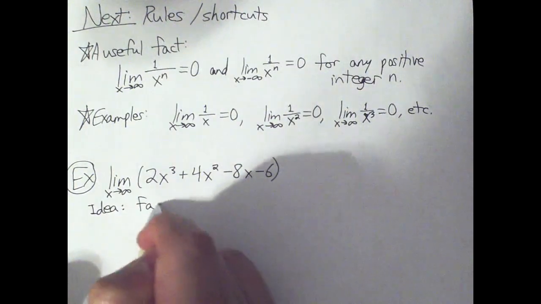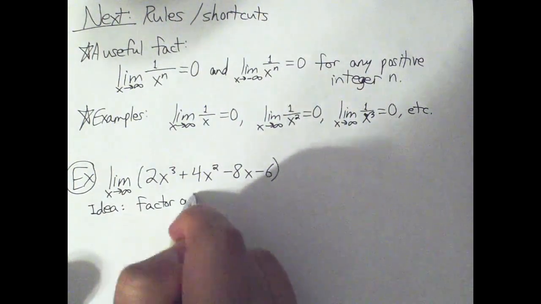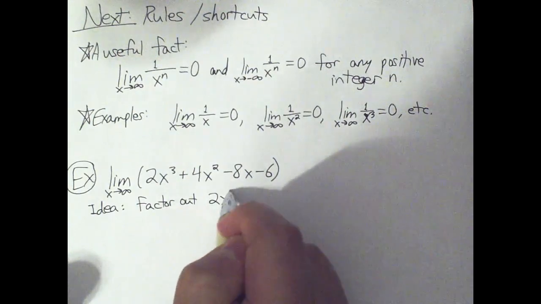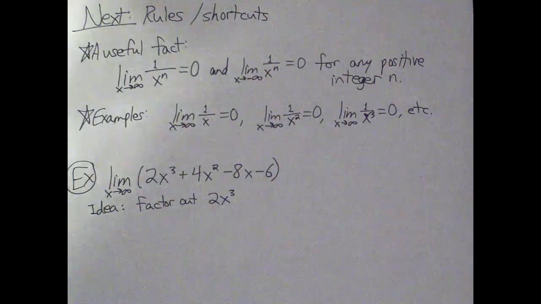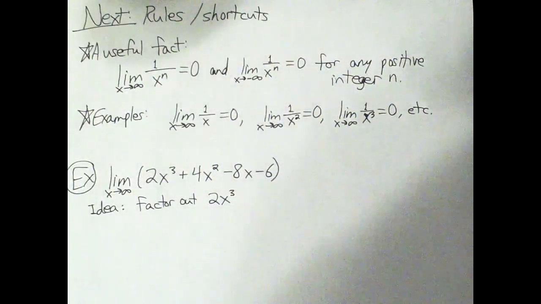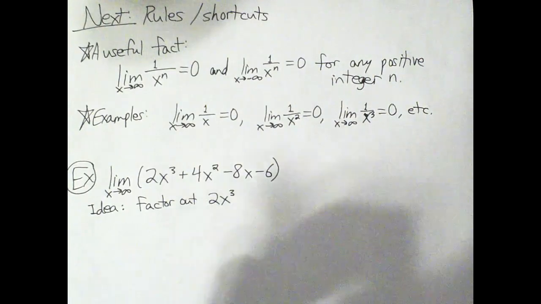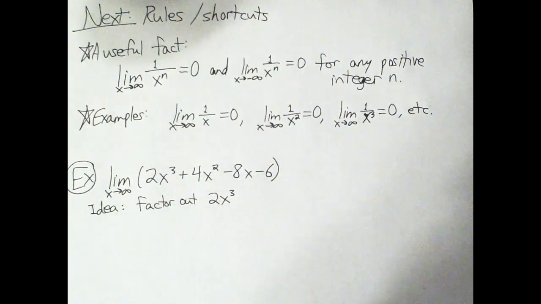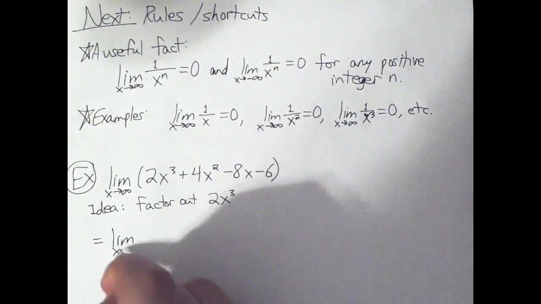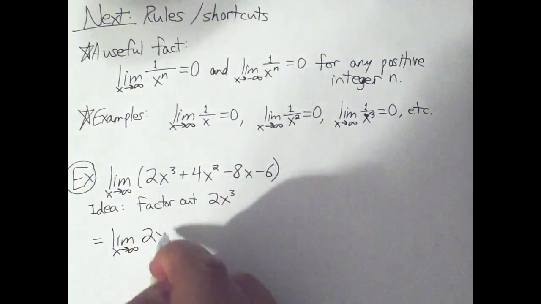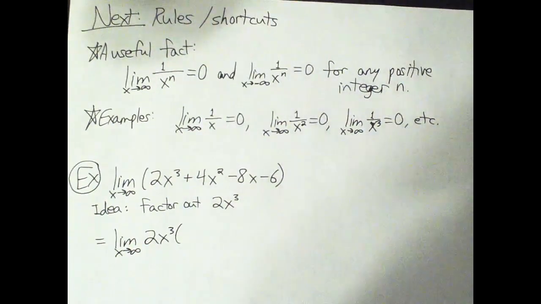And the idea is we are going to factor out the biggest term, the front term. I want to call it the leading term. The first thing here, the 2x cubed. I want to factor it out of this expression. Now, if you do that, you have a 2x cubed times something.